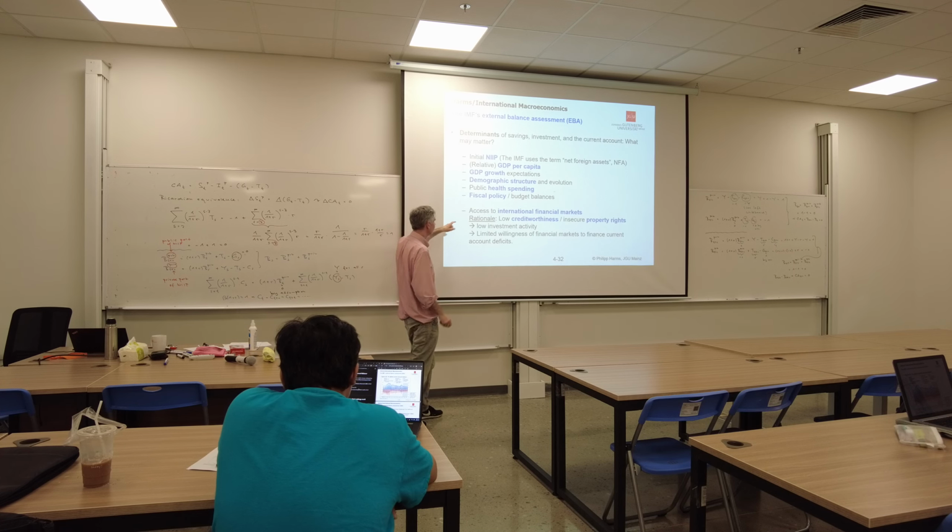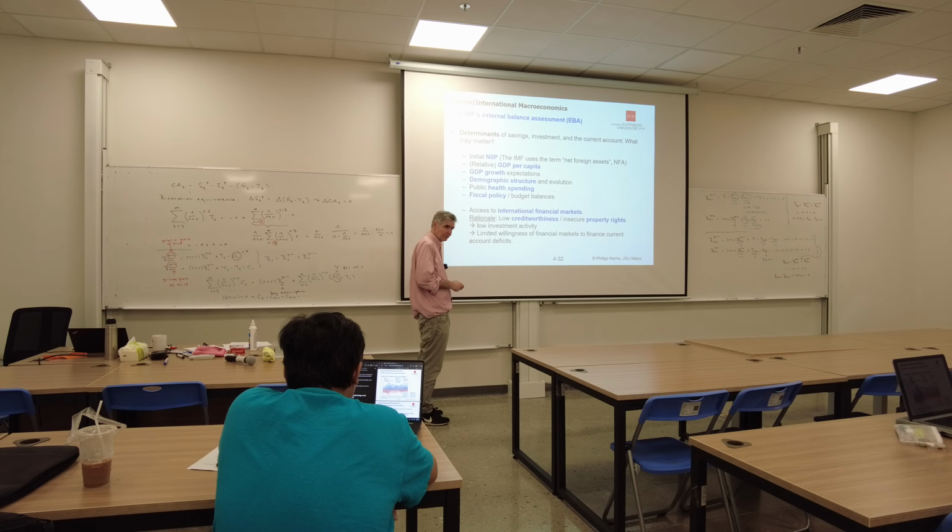They also include access to international financial markets, because the rationale is that low creditworthiness and insecure property rights mean low investment activities and limited willingness of financial markets to finance current account deficits. So I have all this stuff in the regression.